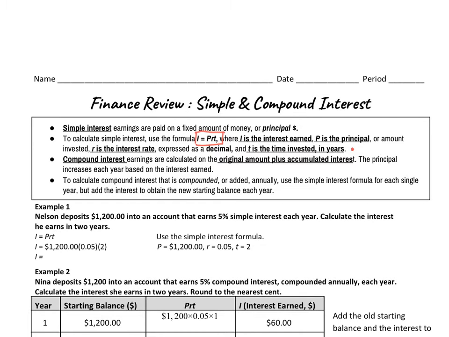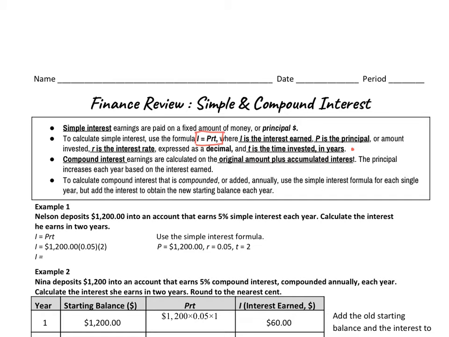T is time in years. If it talks about months, it needs to be a fraction or a decimal version. It has to be time in years. So if it says like 6 months, well, instead of putting 6 there, I'm going to need to put 0.5 because that's half of a year. Does that make sense?